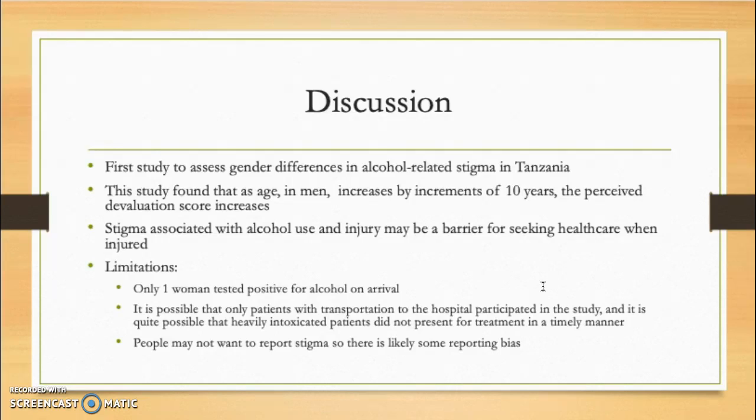Lastly, there is also likely a reporting bias in relation to stigma. Since stigma is being discriminated against, participants may not have wanted to report accurately during focus groups and on the various scales. This is also more likely true for women than in men.